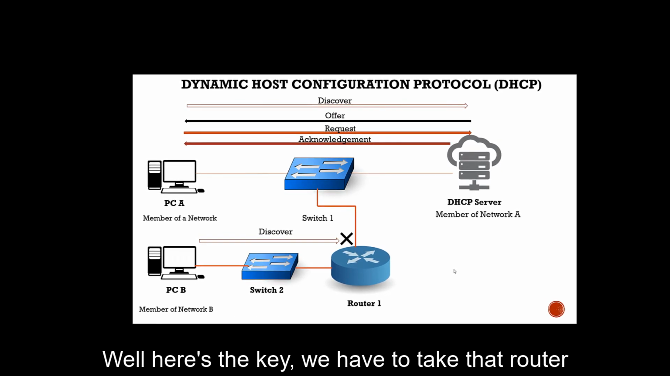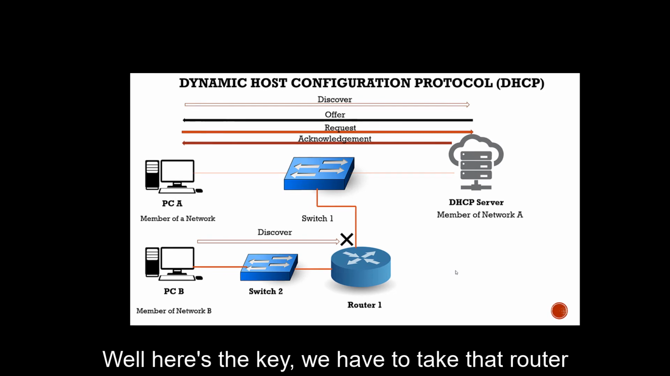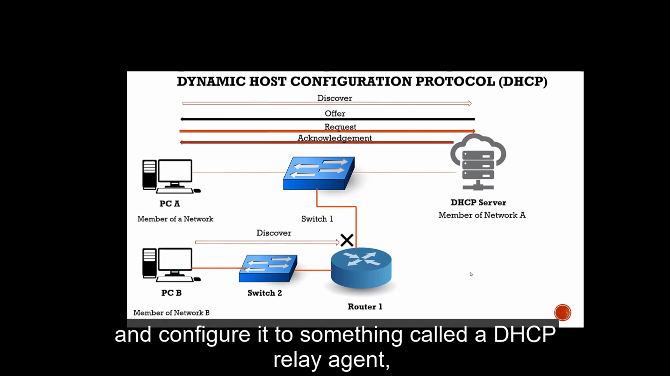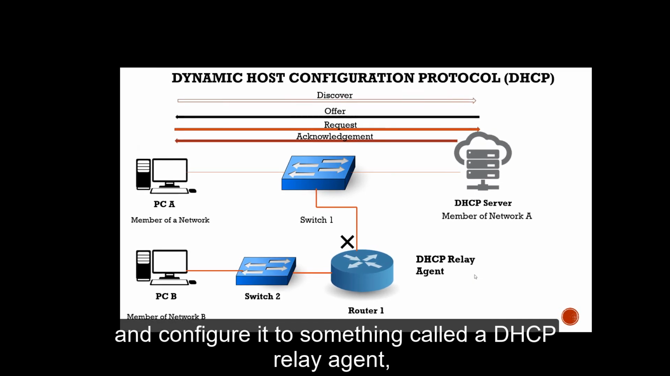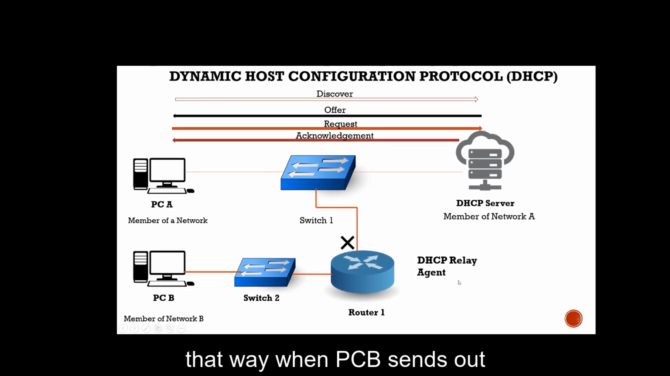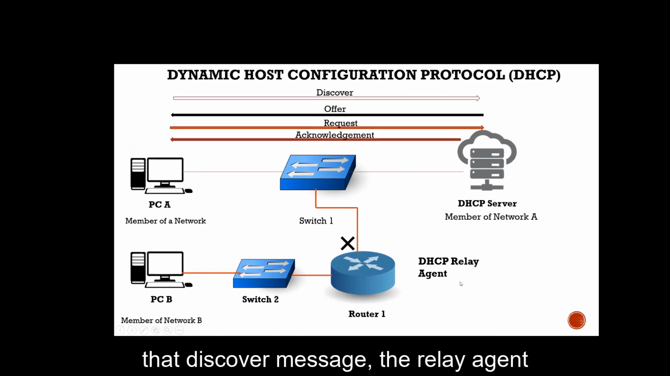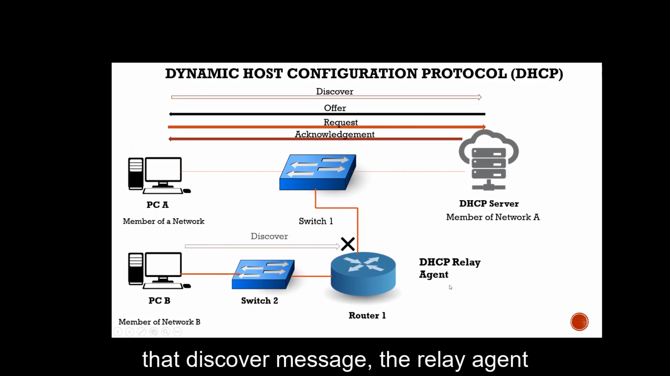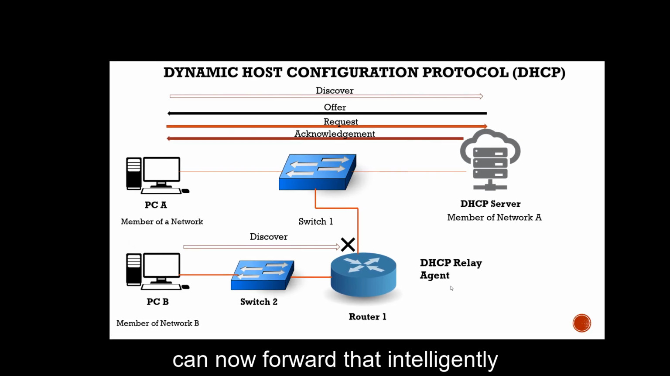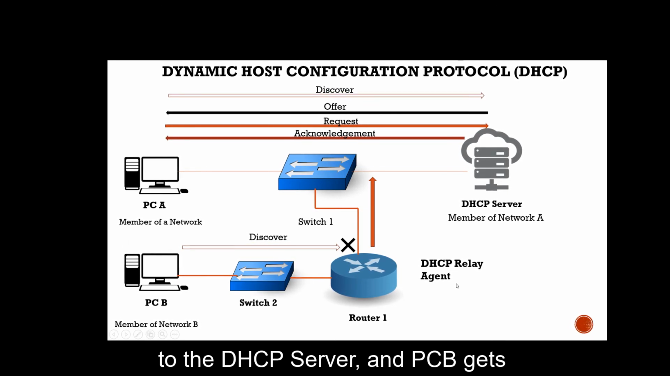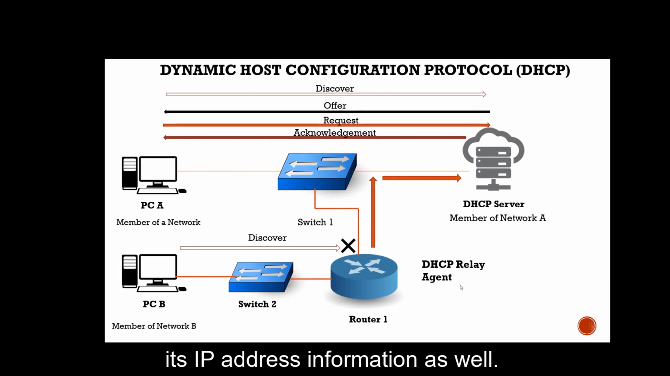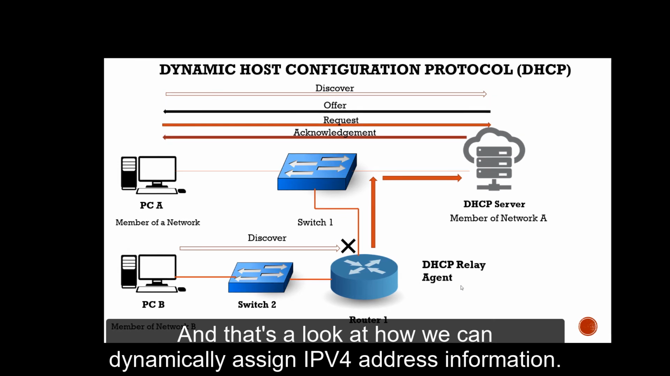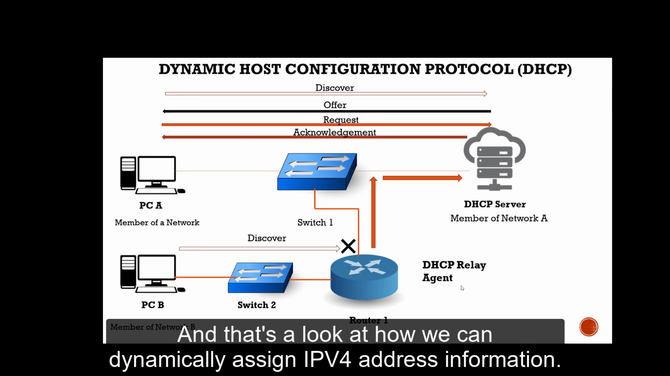Well, here's the key. We have to take that router and configure it to something called a DHCP relay agent. That way, when PC B sends out that discover message, the relay agent can now forward that intelligently to the DHCP server, and PC B gets its IP address information as well. And that's a look at how we can dynamically assign IP version 4 address information.